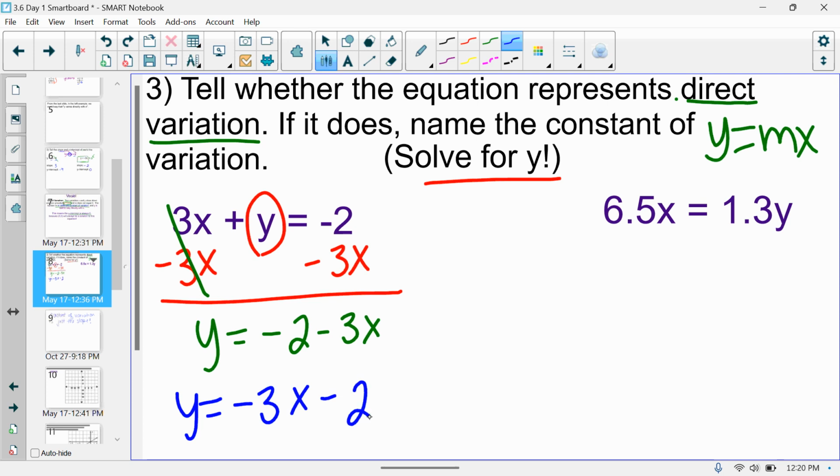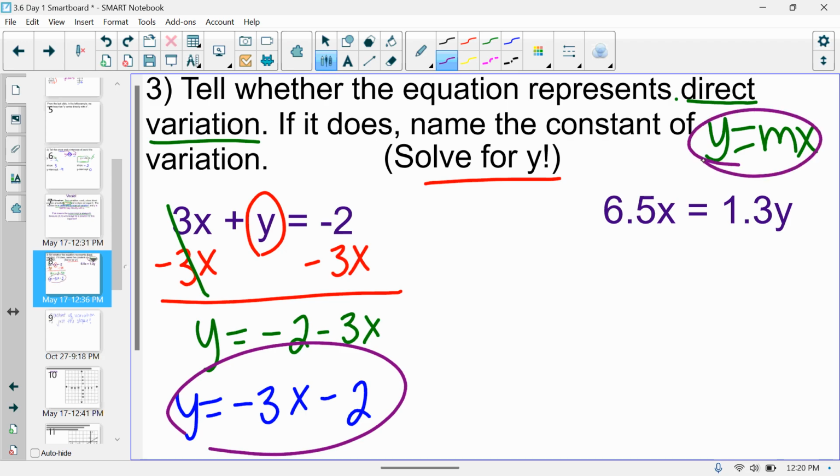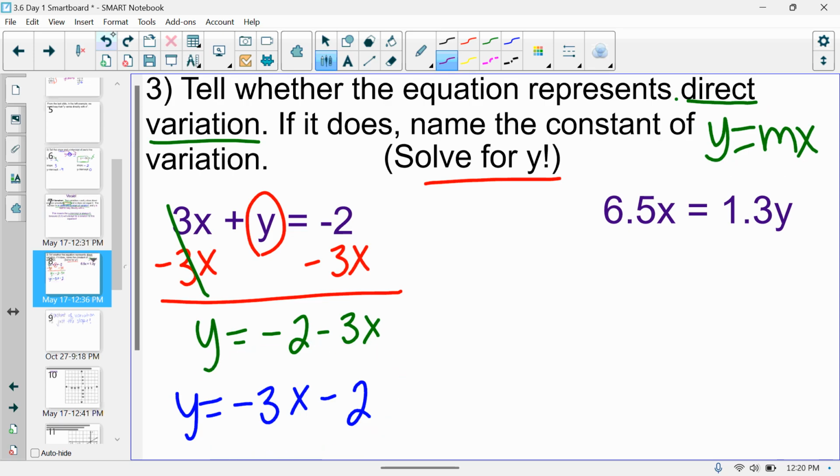Okay, now again, basically I'm asking you, does this look like this? So give me a thumbs up if it does, thumbs down if it doesn't. What do we think? Is it direct variation or not? Somebody who gave me a thumbs down, why is it not direct variation? The y-intercept is -2. The y-intercept has to be 0, right? Remember, this is like a plus 0 when there's no number there. So this is not direct variation because of this guy right here. The y-intercept has to be 0 to be direct variation.